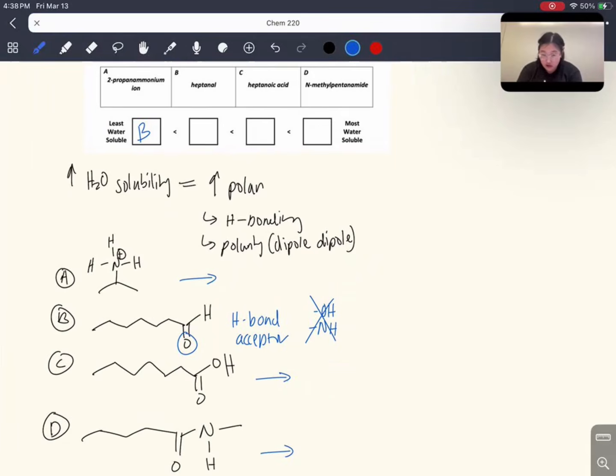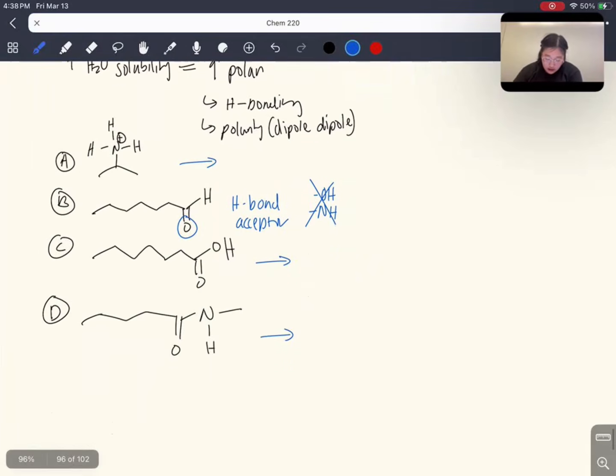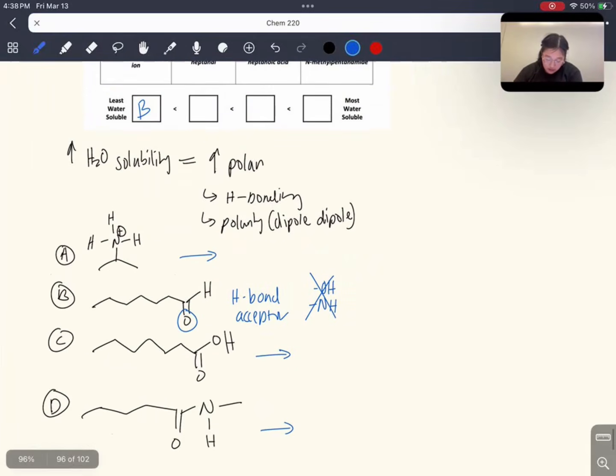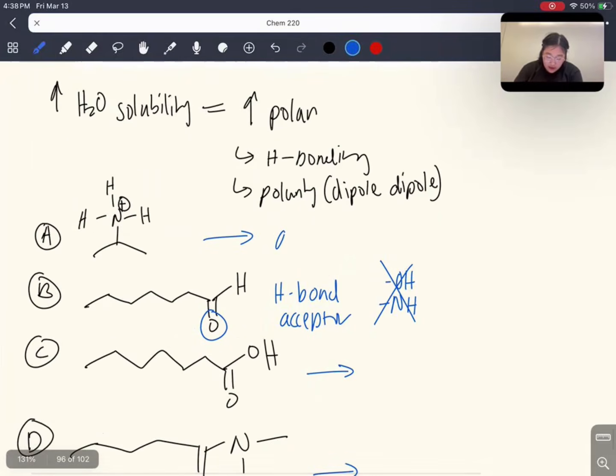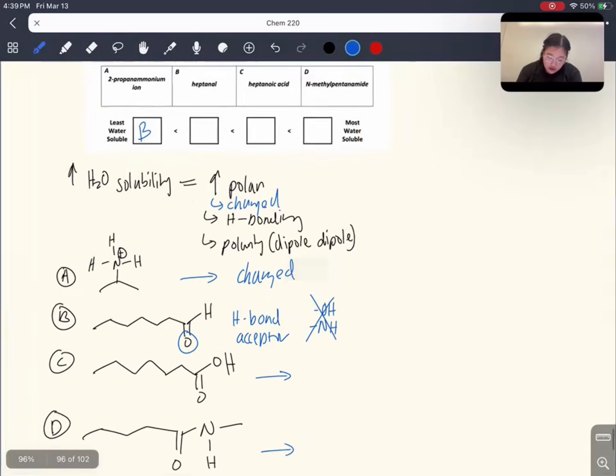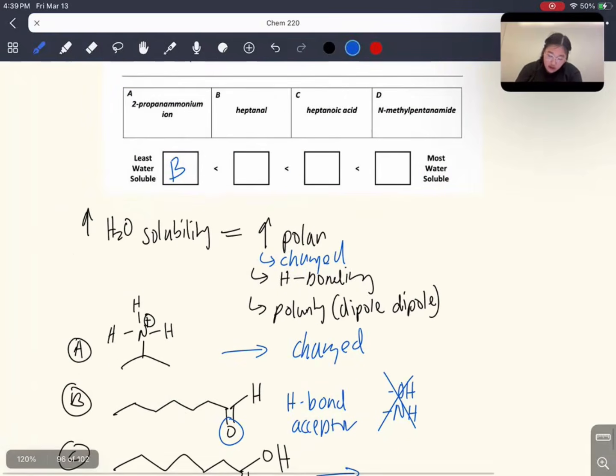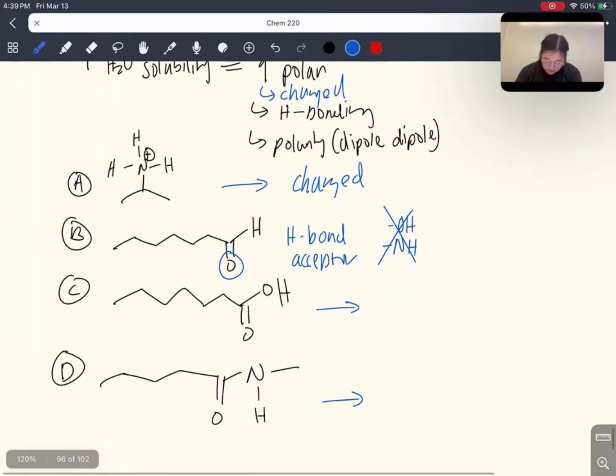Now, when we look at the remaining A, C, and D, the thing about A is that it's also charged. If something is charged, that would be a level above hydrogen bonding. It's super, super polar if it's charged. Therefore, that would rank above H bonding in polarity. So A would be the most water soluble. And now we have to compare C and D.